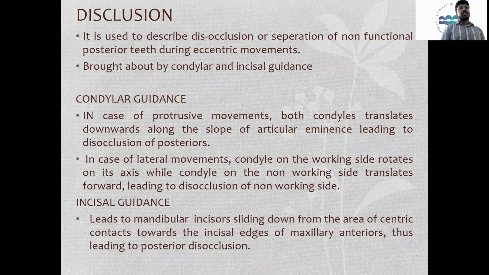So next is the incisor guidance. What happens in incisor guidance? There will be sliding of the mandibular incisors from the area of centric contacts. So what is the area of centric contacts? That is where the lower incisor occludes on the cingulum table of the maxillary incisors. From that area, the lower incisor will slide forward, tracking downwards and forwards till it reaches an edge-to-edge relationship. That is, the lower incisor will be in an edge-to-edge relationship with the upper incisor. This leads to a posterior disocclusion.